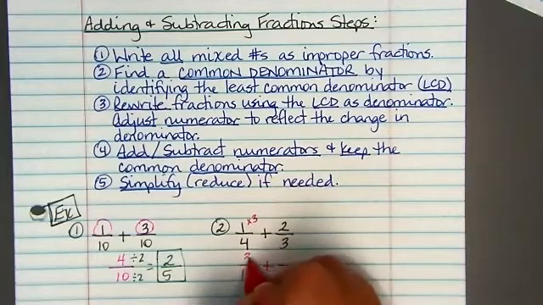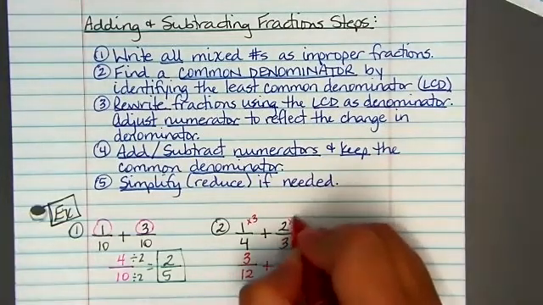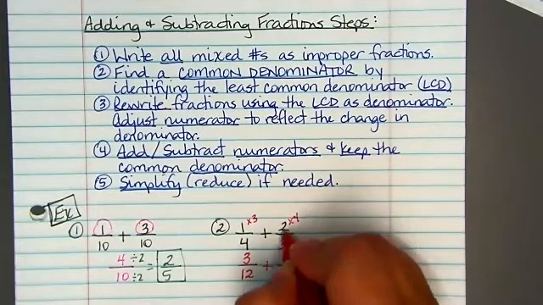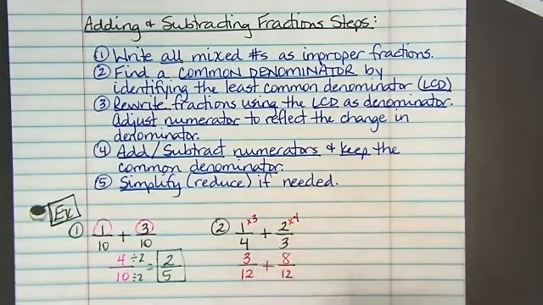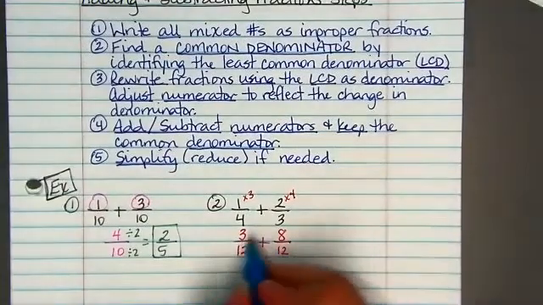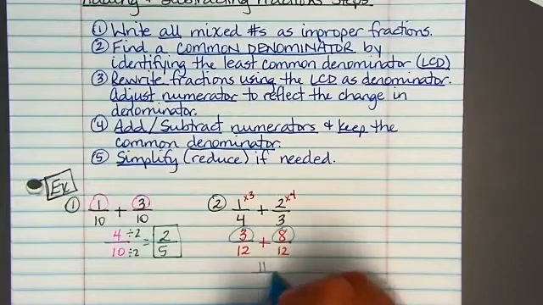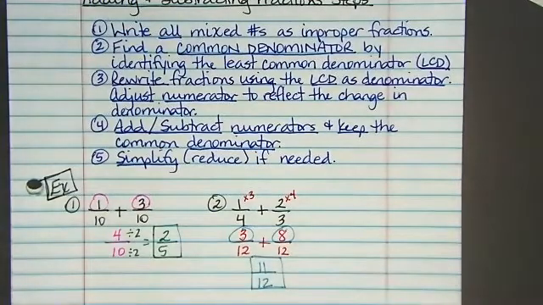1 times 3 gives me 3. 3 goes into 12 4 times. So I'm going to multiply the numerator times 4. So 2 times 4 is 8. And now I have a common denominator, and I treat it just like we did number 1. So I'm going to add my numerators. 3 plus 8 is 11/12. I can't simplify this any further, so this is my final answer.